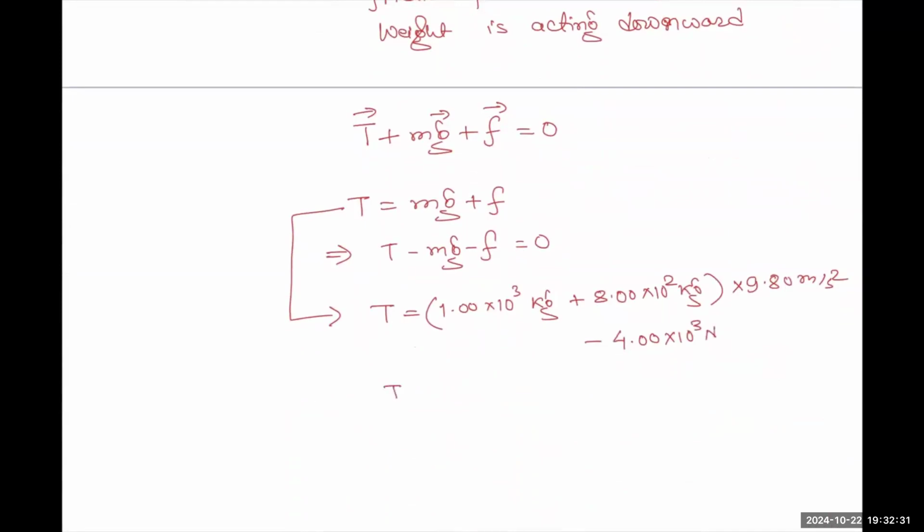right? So this is my total tension force. And if you do these calculations, you will get 2.16 times 10 to the power 4 Newton, right? So that is the amount of force the cable has to exert to move this elevator with a constant speed. Make sense? So now this problem is work and energy.